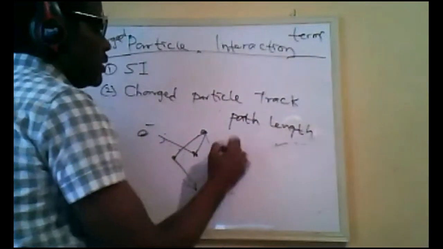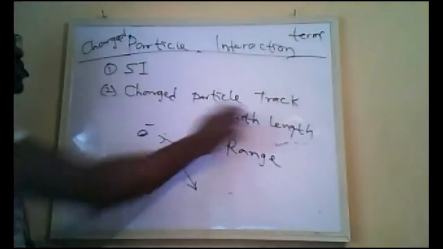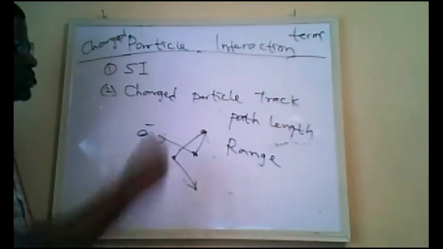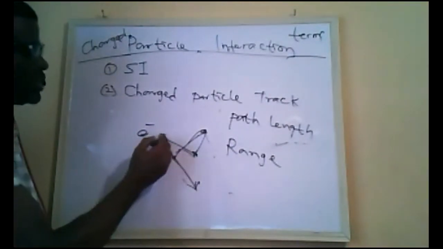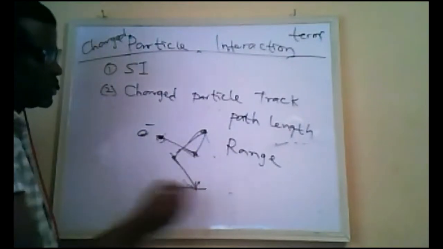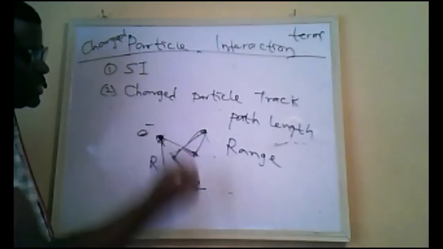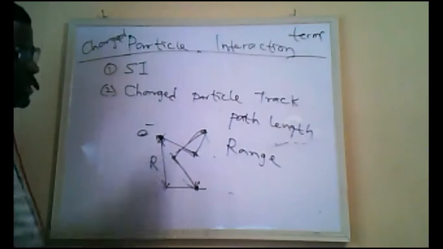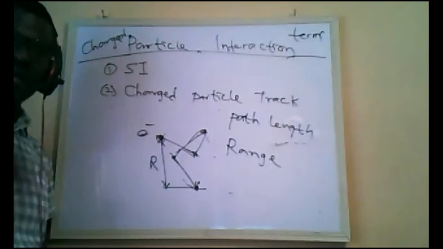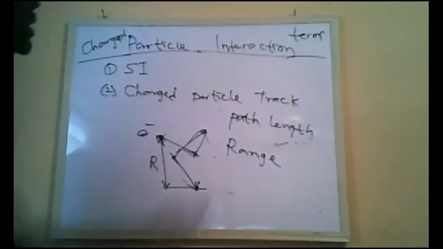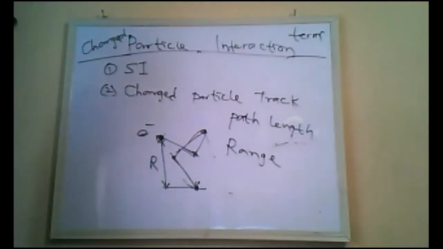The path length and the range are very different. The path length is just the total distance it goes. All these distances, you can join them together. Whereas the range is just the effective distance. We started here and it ended here. This is just the range. Range is just the penetration of that charged particle in matter, how deep it has penetrated, whereas the path length is the total distance that it has traversed.